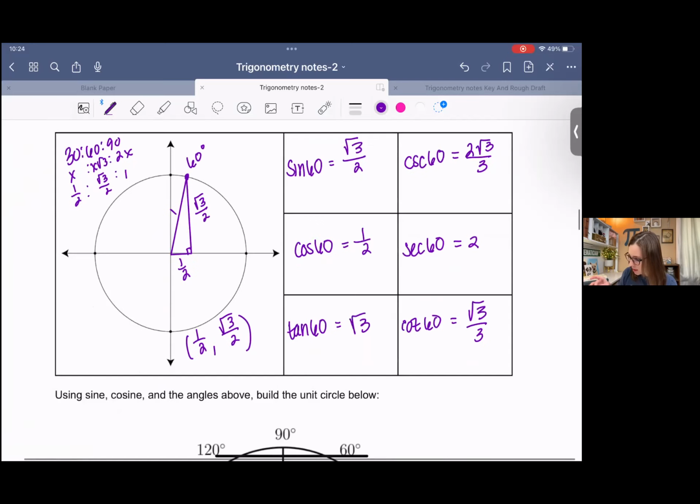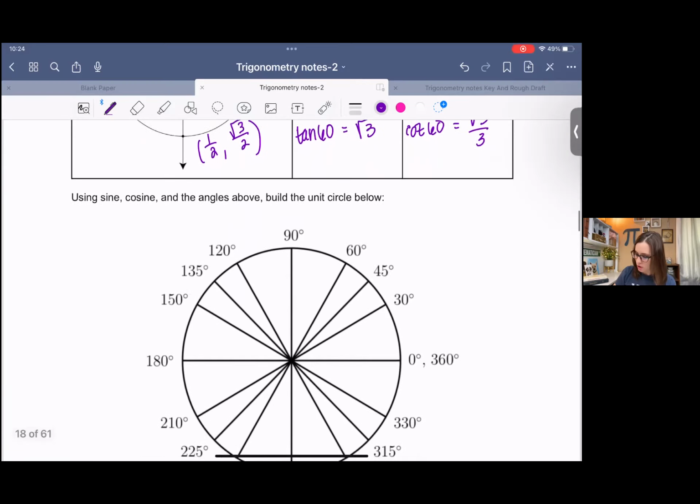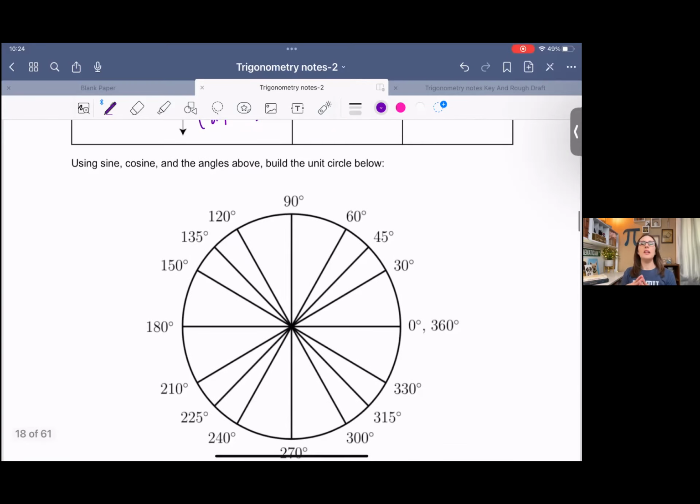All right, I'm going to go down here. And we're just going to write the x and y values, which is cosine and sine, for each angle. I've already found 30, 45, 60, and 90. So I'm going to fill those out, and then I'm going to use them to fill out the rest of the circle.